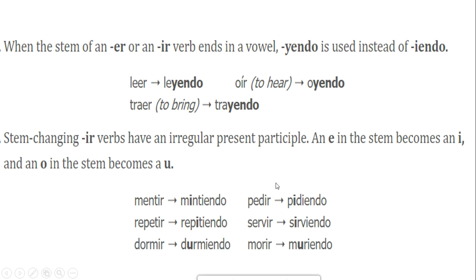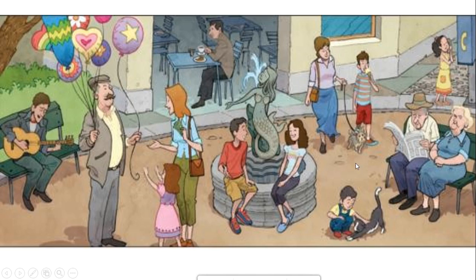Okay, so it might be easiest just to make some flashcards with the infinitive on one side, the participle on the other side, and then you can drill those. Okay, let's do an activity.